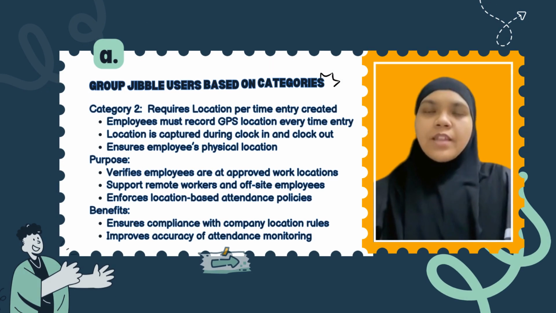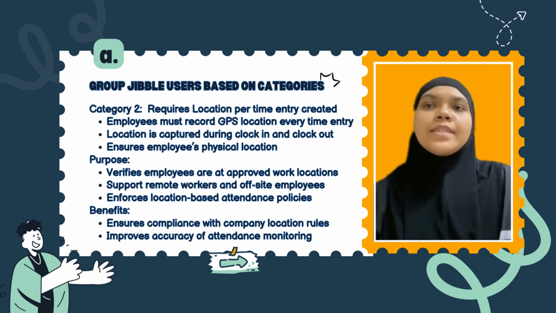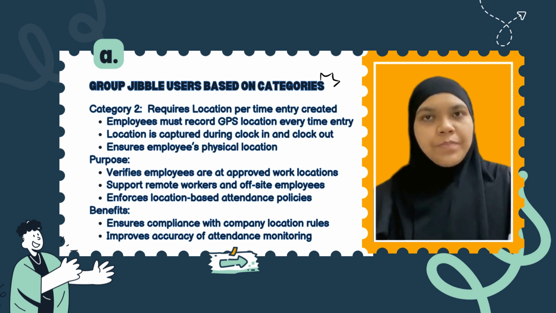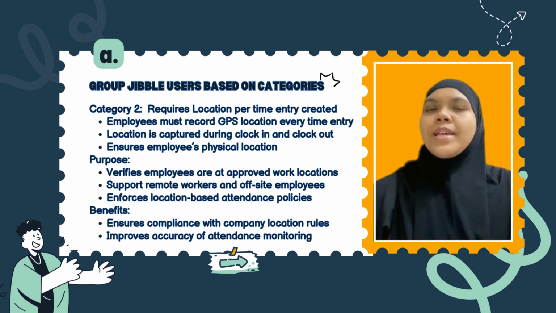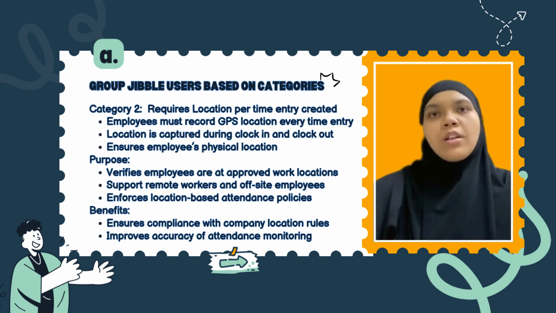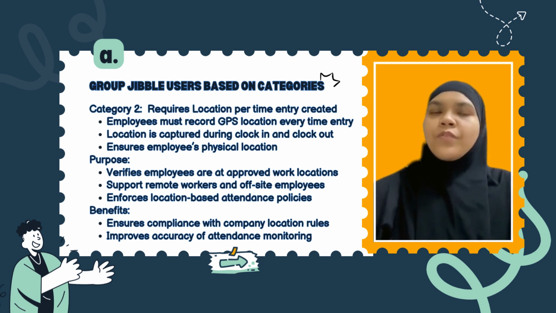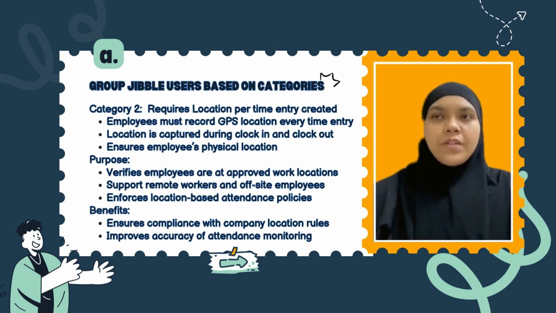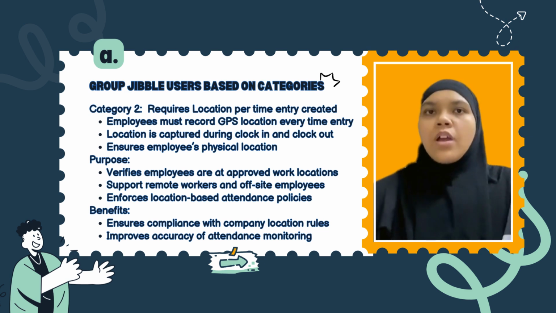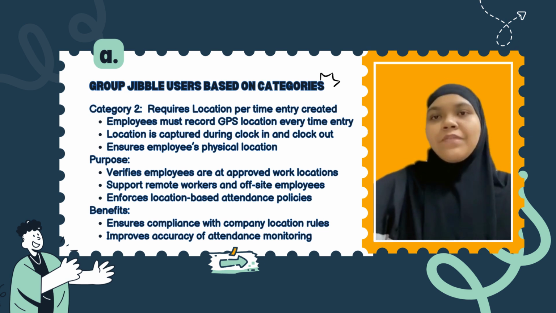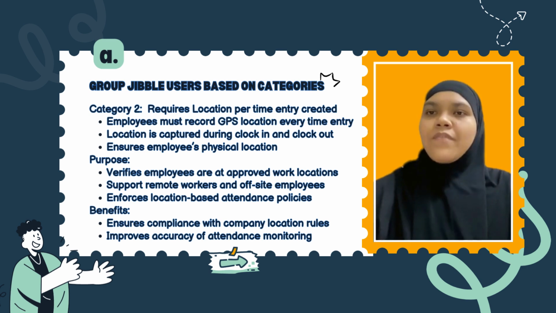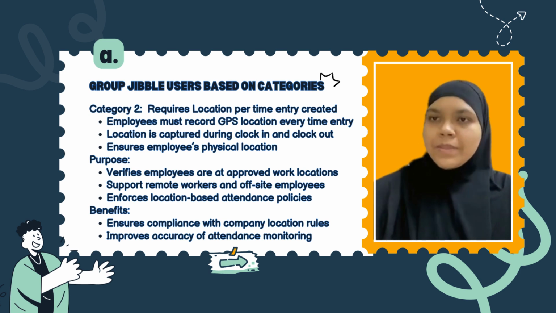A group of users that goes with the name Roses for Category 2 is the rule that requires a location for every time entry. With this feature, employees must record their GPS location whenever they clock in or clock out. This confirms that they are at the approved work location. This action helps prevent errors or misuse for employees working remotely or at multiple sites. From the admin perspective, it makes attendance monitoring more accurate, saves time on manual verification, and provides reliable data for payroll and reporting.